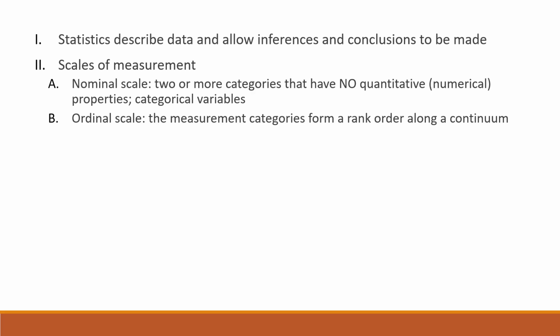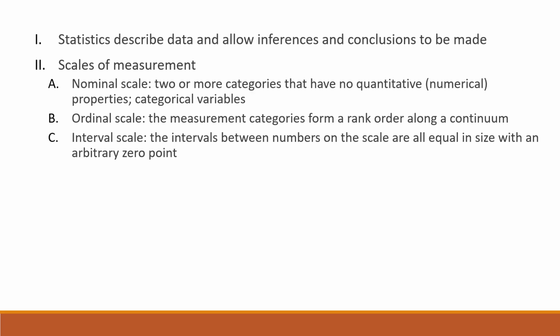Ordinal scales refer to a scale of measurement in which the measurement categories form a rank order along a continuum, meaning that it cannot be quantified. So if you go to a 5-star restaurant, you know that it's ranked higher than a 1 or 2-star restaurant, but you can't quantify an amount of distance between them. Or say if you're running in a race, you know that the person who came in first arrived before the people that came in second or third, but you don't necessarily know how much time was between them just based off of the place that they ranked.